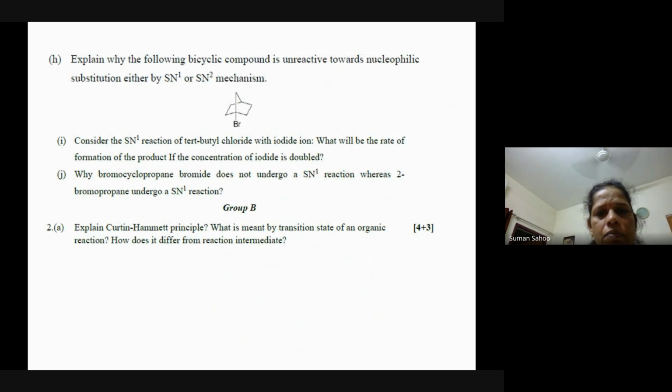I got some related questions from some university papers. Explain why the following bicyclic compound is unreactive towards nucleophilic substitution, either by SN1 or SN2. For SN1, you have to generate a carbocation at a bridgehead position, and at a bridgehead position this can't be planar.